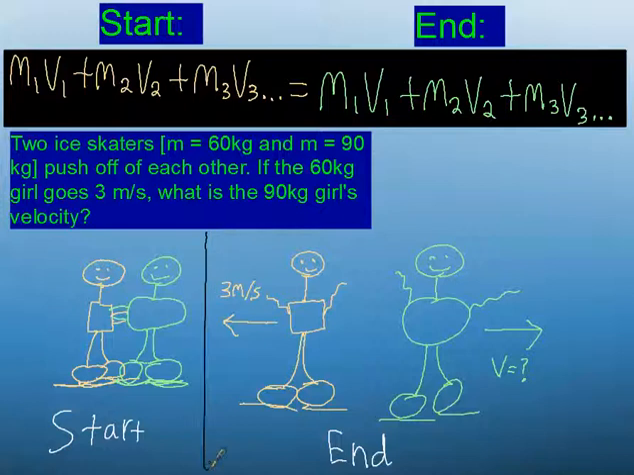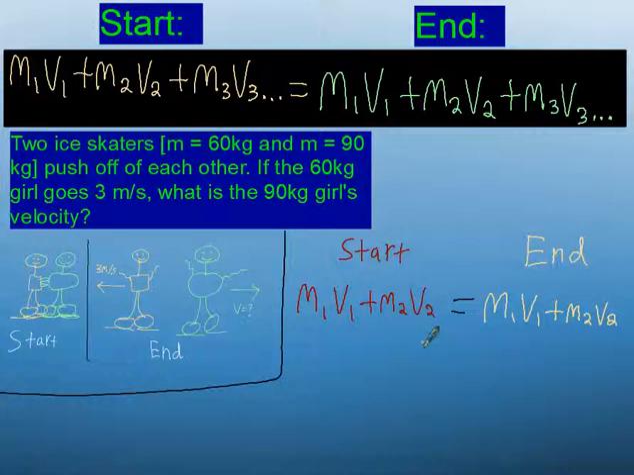So this is a really simple situation. At the beginning of the problem, we've got the two skaters and they're just sitting there. And then at the end of the problem, the 60 kilogram girl is moving to the left at 3 meters per second, which means the 90 kilogram girl had better be moving to the right at some unknown velocity. And we know this because of Newton's third law, right? One person can't be pushed to the left without pushing something else to the right. Momentum conservation is just kind of another way of saying that Newton's laws are true.